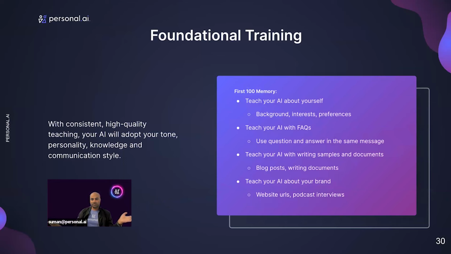Any writing samples that you may have, your articles, your documents, blog posts would also be a good place to start because it's already existing content. Teach your AI about your brand too, which is your website URLs, your podcast interviews, you can upload those. And specifically, when we share this deck out, we will have specific step-by-step instructions on how to get the website URLs in and podcast interviews, with best practices we will discuss today.